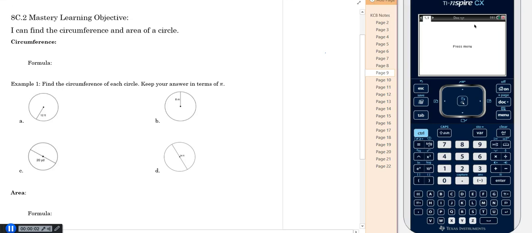Hey guys, in this video we're going to be starting 8C.2. Our mastery learning objective is I can find the circumference and the area of a circle.